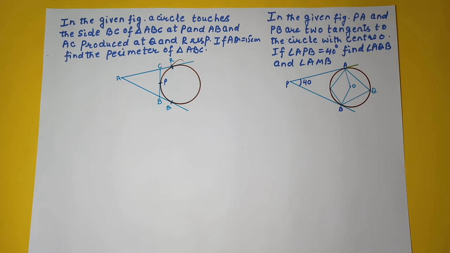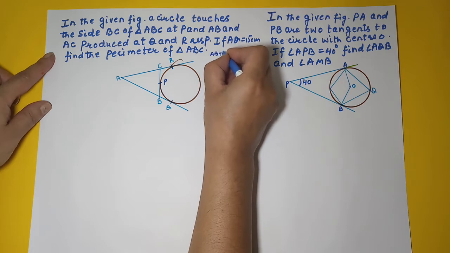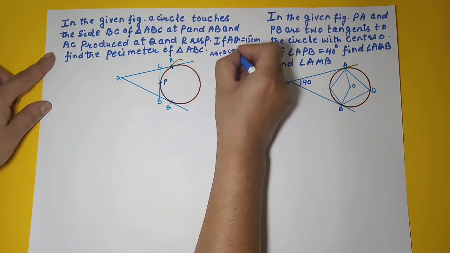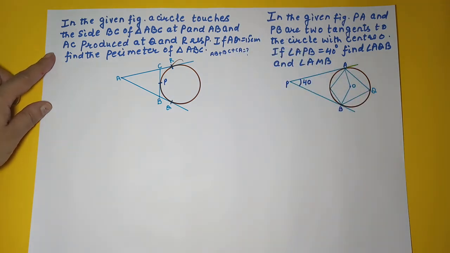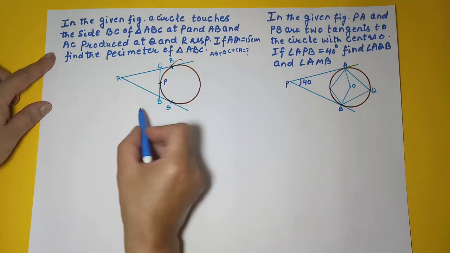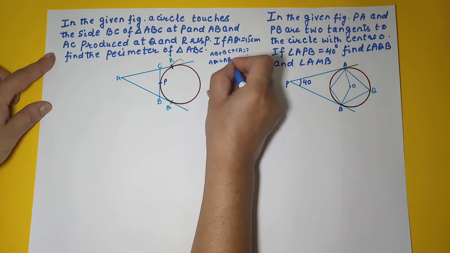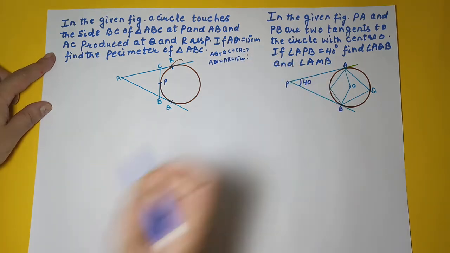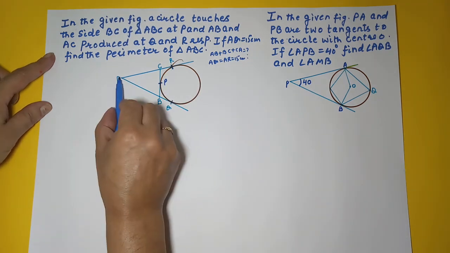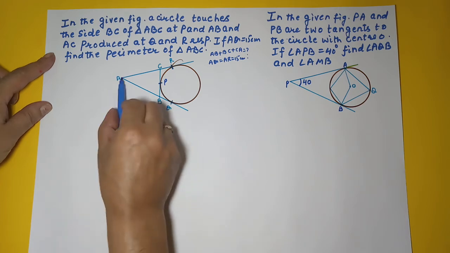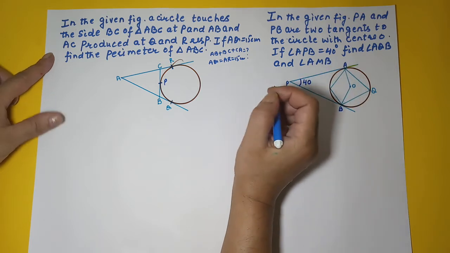Now, how do we find the perimeter of triangle ABC? We need all the sides. We need AB, we need BC, and we need CA. If we have all the three sides, we can find the perimeter of this triangle. Fine. Now, since AQ is given 15, we can say that AQ is equal to AR and that is also 15 centimeters. Why? Because A is the external point and AR and AQ are the tangents drawn from the external point to the circle. So their lengths are equal. So AQ equal to AR is equal to 15 centimeters.